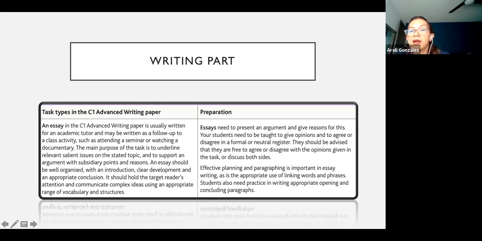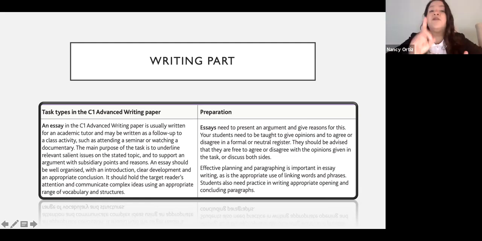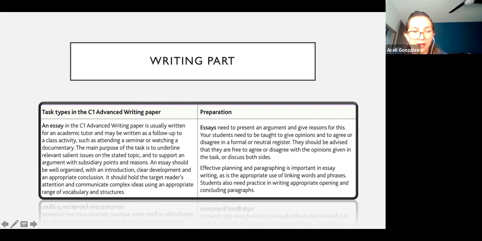Teacher, yes? As we write, when we divide the ideas, is there a suggestion to put 2 or 3 ideas in the same paragraph or just one by one? Yes, I'm going to get there. I'm going to give you a guide on paragraphing too. Okay, thank you. You're welcome.